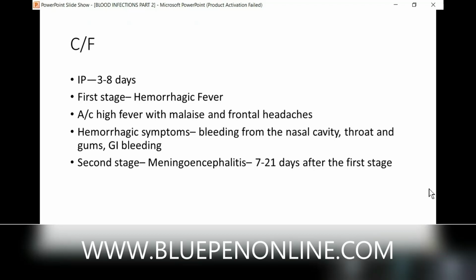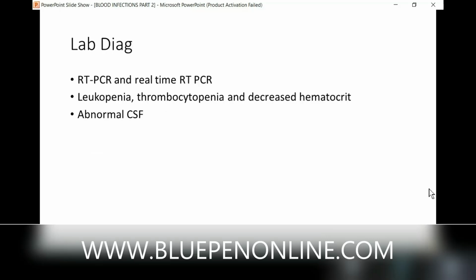Then during the second stage, there will be meningoencephalitis. If you don't control the disease in the hemorrhagic stage, then in the second stage there will be meningoencephalitis. It is seen 7 to 21 days after the first stage.